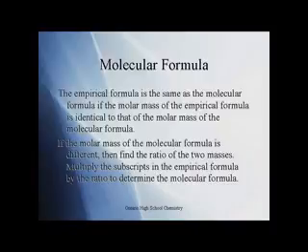So we have another step to do to get the molecular formula, in which we're going to compare the mass ratio and then use the mass ratio times the empirical formula to arrive at the molecular formula.